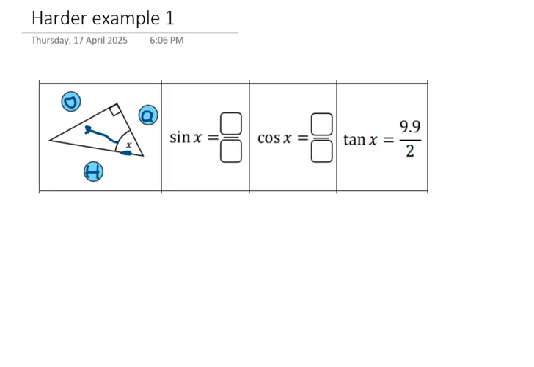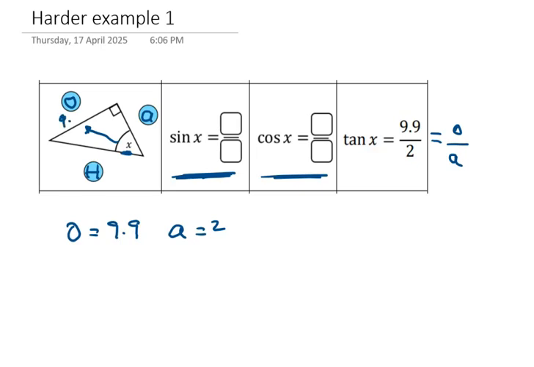So let's look at what we've been given. Well, we've got nothing going on here or here, but for tan of x, we've got 9.9 over 2. So we know that that must be the opposite side over the adjacent side. So that means that O is equal to 9.9 and A is equal to 2. So we can write those onto my triangle.